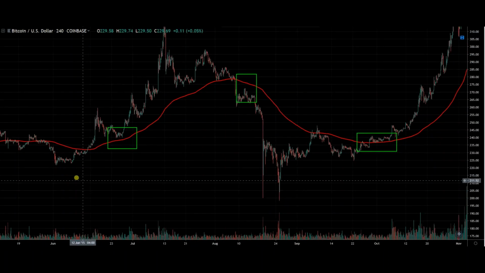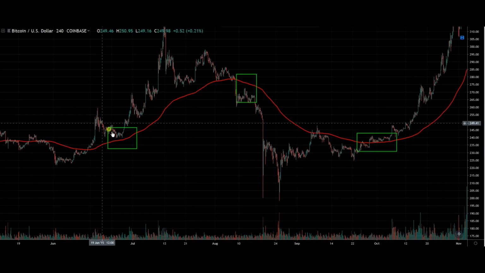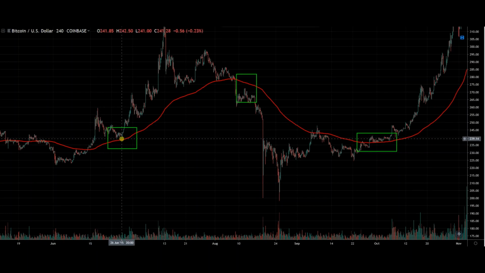Now, price broke above all moving averages here, and the first test, it didn't quite hit it, but it was very, very close. It came into the moving average, and you can see price moved higher.